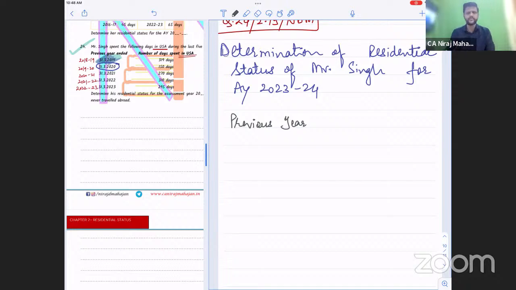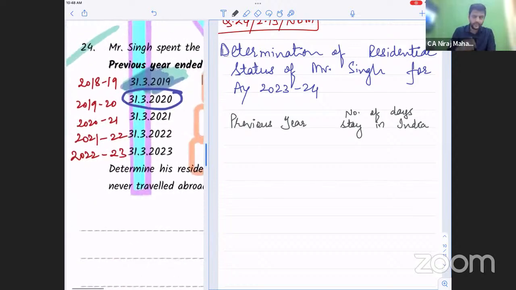And what would you say? Number of days we are in USA or India? We require India, no? So number of days stay in India. Yes, simple. All right. We'll go again as per our descending order.